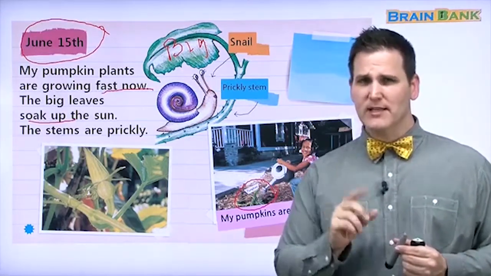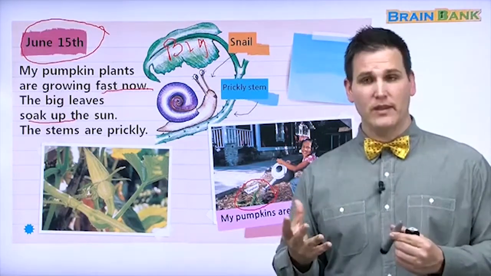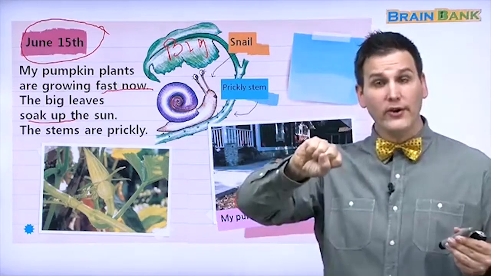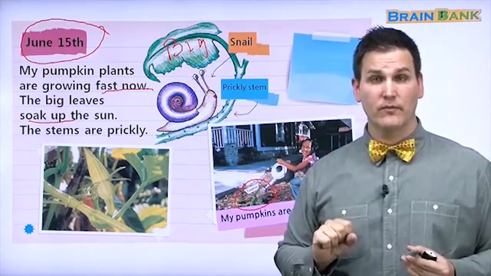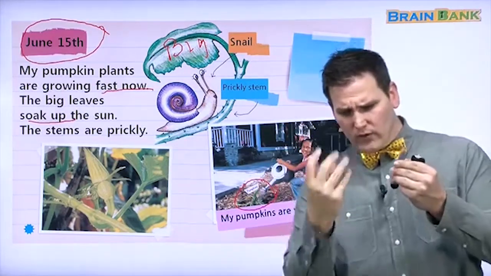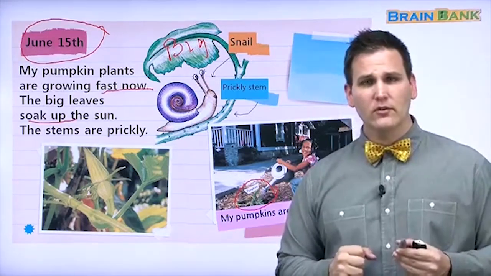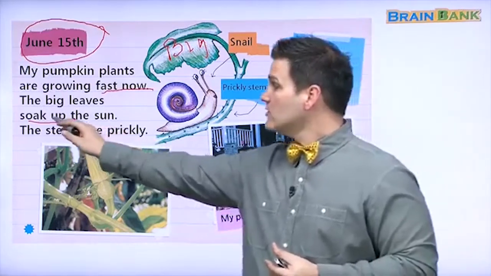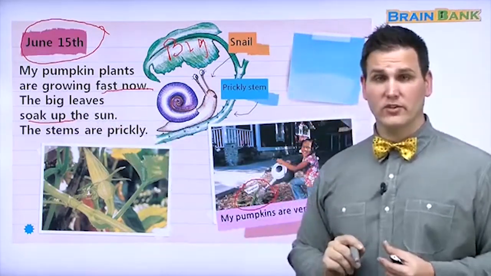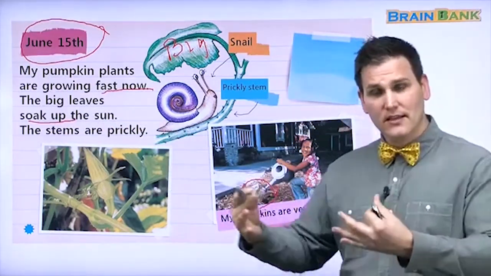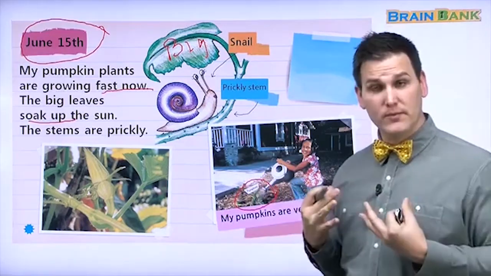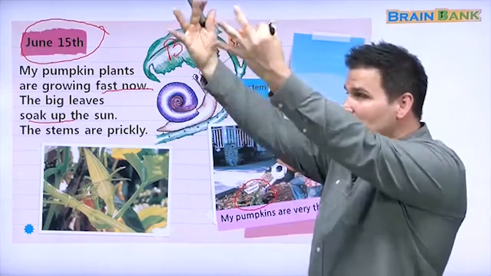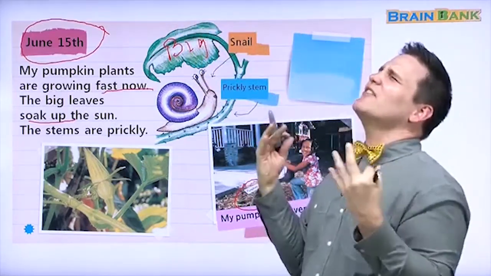Let me explain something differently to you. If you have a towel and you pour water on the towel, will the water fall to the ground? No. The towel soaks up the water, collects, gathers, absorbs. Soak up. So the leaves soak up the sun. They love the sun.